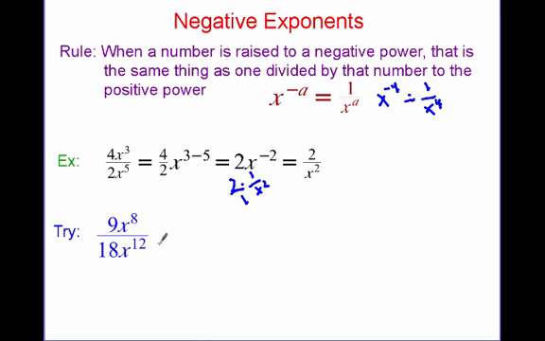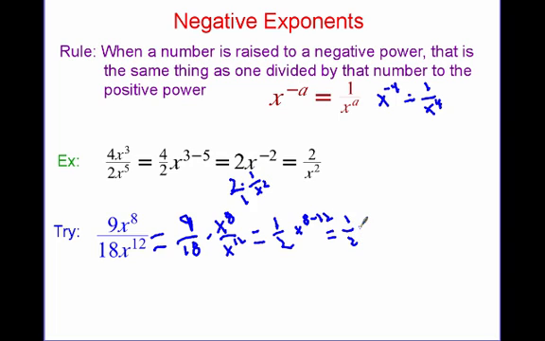All right, now that you've tried this problem, let's work it out together. Let's first start by separating out these coefficients. 9 over 18, and then I've got x to the 8th over x to the 12th. 9 over 18 reduces to 1/2. X to the 8 minus 12. That's 1/2 times x to the negative 4.